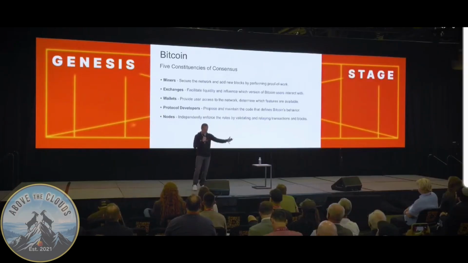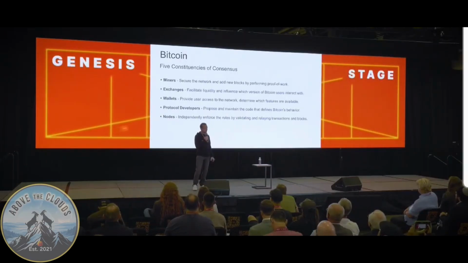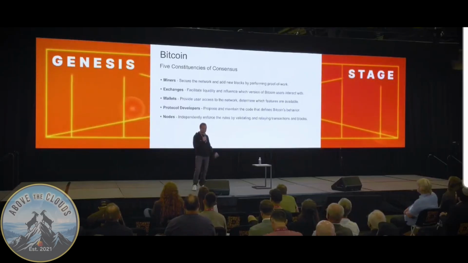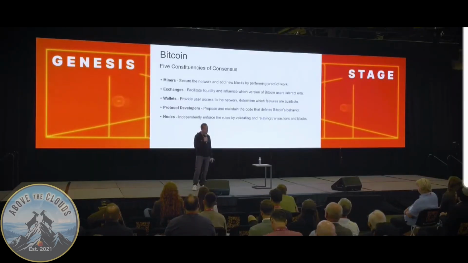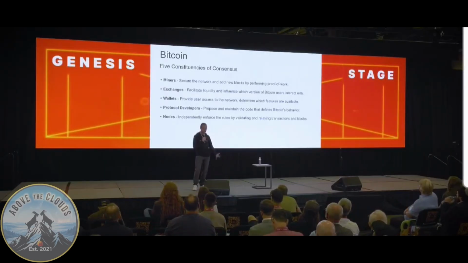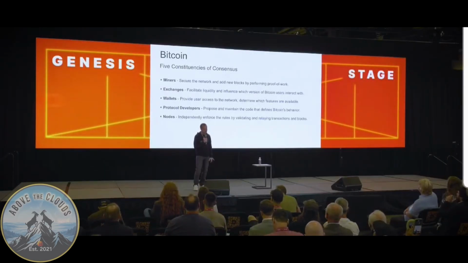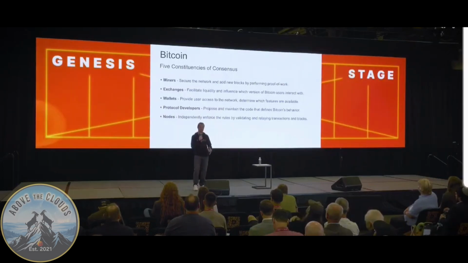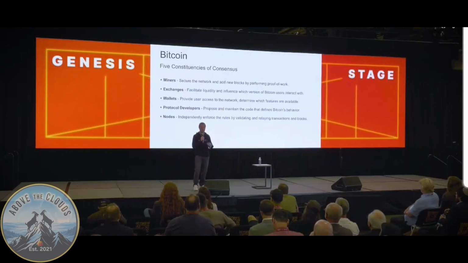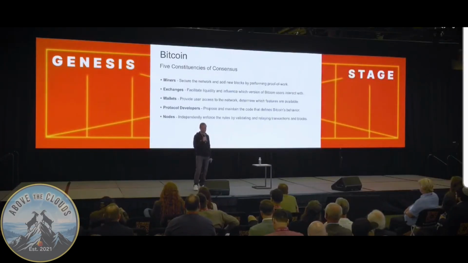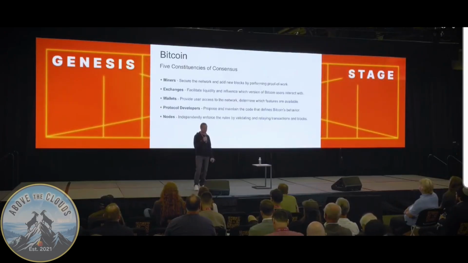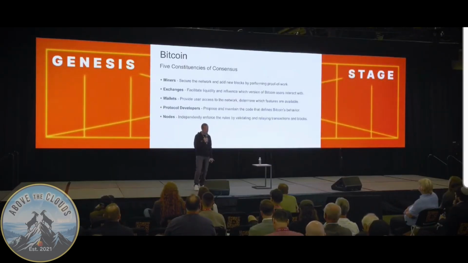The miners secure the network. They add new blocks to the chain by performing proof of work, effectively securing Bitcoin against attacks, both large and small. Exchanges facilitate liquidity, right? They bring new capital into the system. And they also influence what people's perception of Bitcoin is. What an exchange calls Bitcoin to some people would be Bitcoin. So the choice of the ticker symbol is actually pretty important in helping form public perception and therefore consensus.